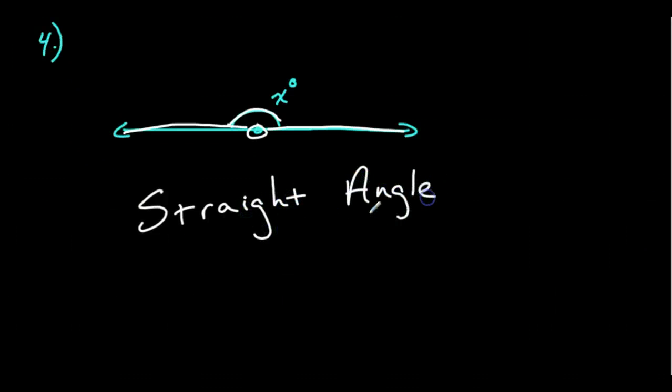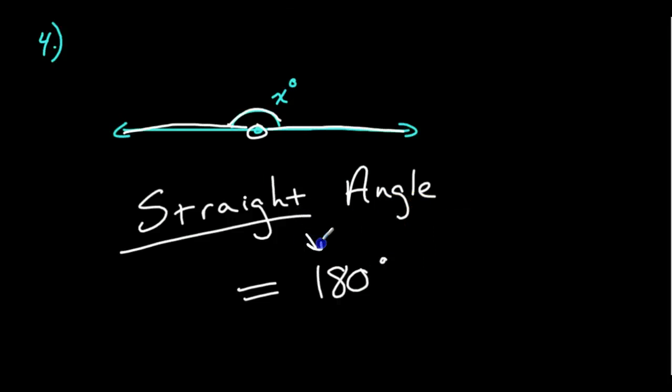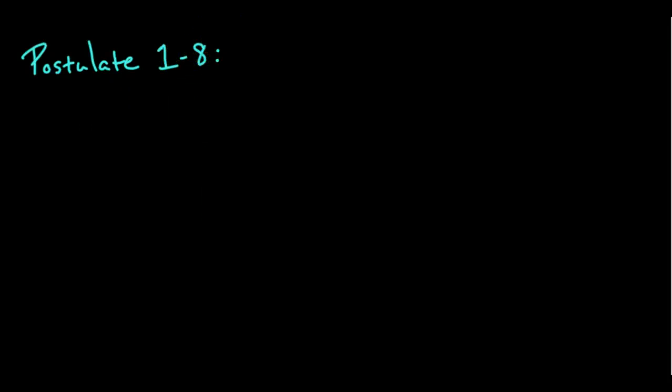We also referred to these as opposite rays before. Straight angles are always 180 degrees, the idea of straight meaning 180. That's going to come into play a lot in geometry this year.